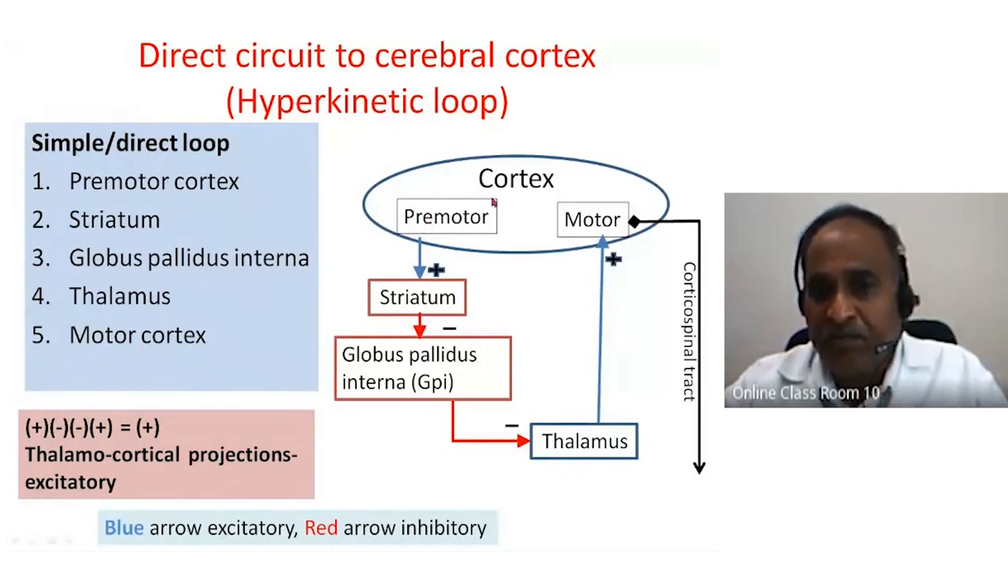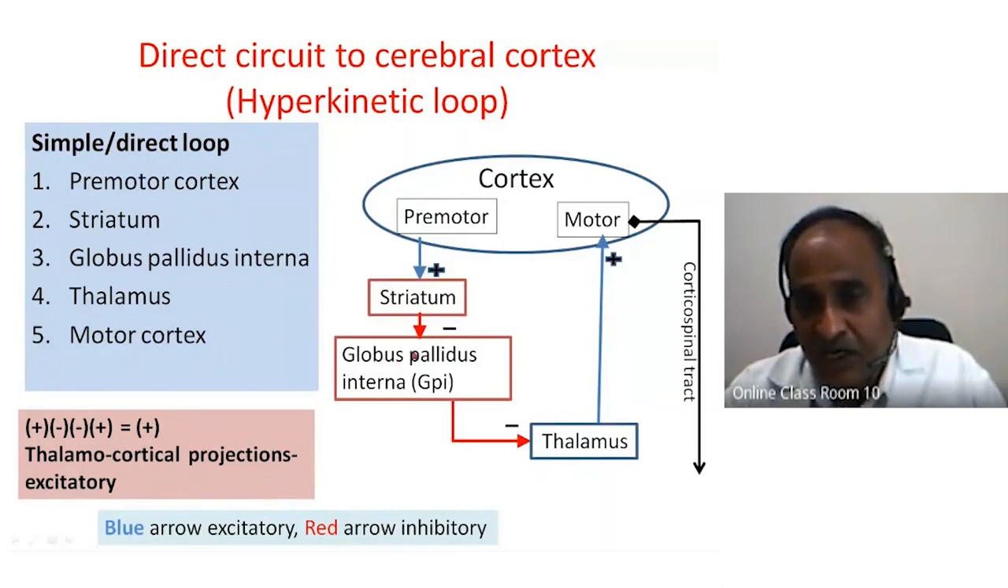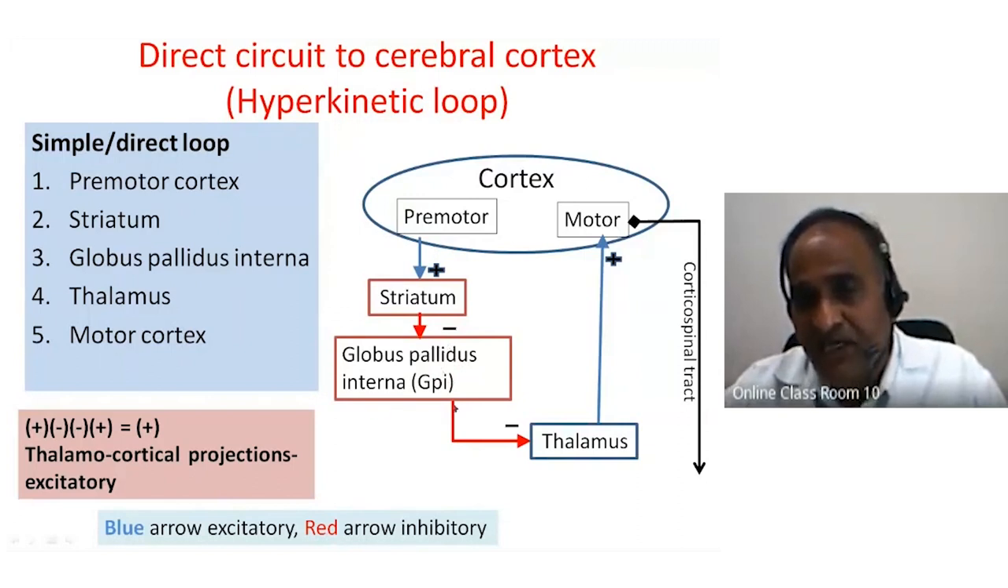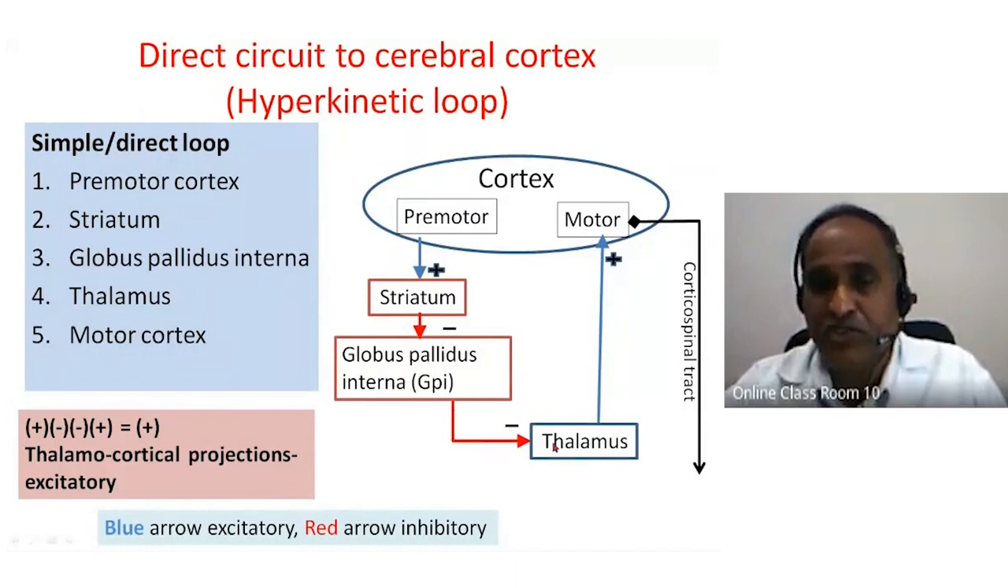Now from the premotor cortex, the excitatory inputs reach the striatum. The striatum in turn connects to the globus pallidus via inhibitory inputs. These are inhibitory in nature. That means it inhibits the globus pallidus. Because of this inhibition, the globus pallidus interna sends fewer inhibitions to the thalamus.